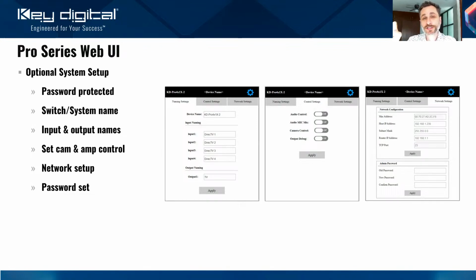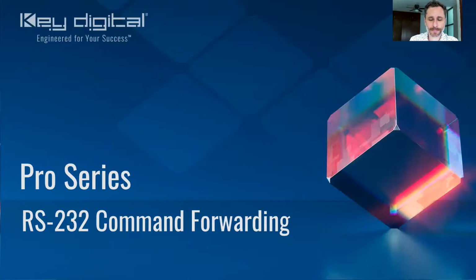But remember, all Key Digital devices have a static IP. 192.168.1.239 is the default IP address for the Pro Series switch. So generally, we recommend that you connect via USB first to set up the switcher and set that desired IP address. Unless your network is 192.168.1.something, then you could just plug in the switcher and you're going to be able to access it through the web UI as well.